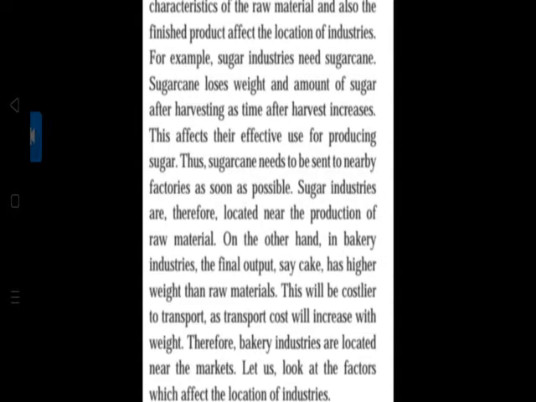Let us look at the factors which affect the location of industries. What are the factors which affect the location of industries?